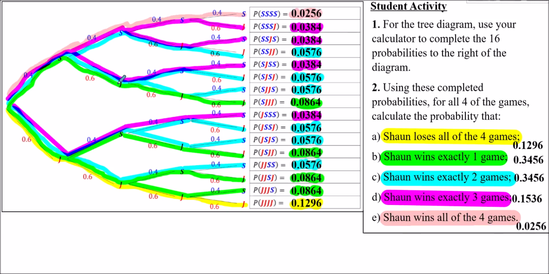You could check that these values are right by adding up all of these, and you should get a grand total of 1. Because if Sean plays 4 games, he has to win either 0, 1, 2, 3 or 4. This covers all probabilities, so this adds up to 1, which it does. Check for yourself if you want to.